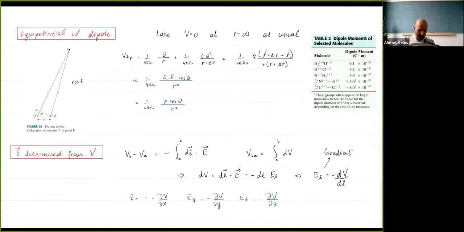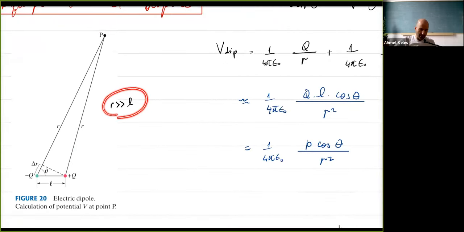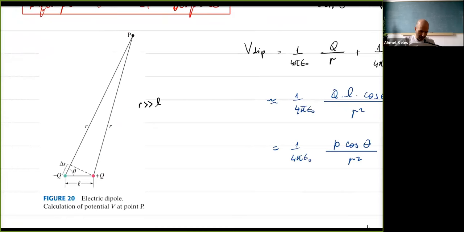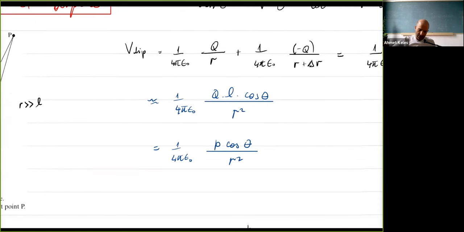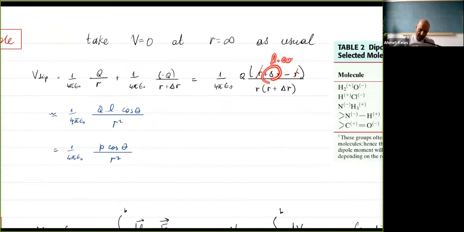Okay, now what do we do about this? Now we need to use the condition R much bigger than L. So these lines are almost identical. If you drop a perpendicular, this angle is almost 0, and this is almost perpendicular, so I can find an expression for delta R in terms of this angle. This difference is L times cosine theta. So you can put that one here: L cosine theta, and Q is here. For the denominator, I just ignore delta R because there's a large factor of R squared anyway, so I'll just put R squared.